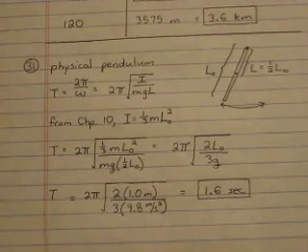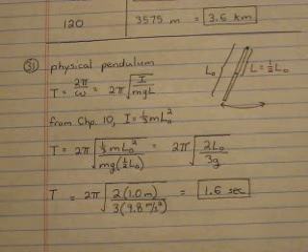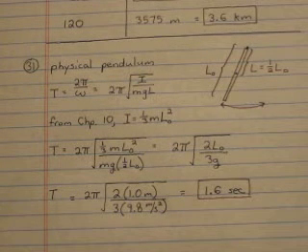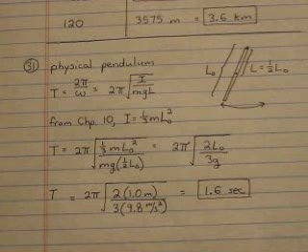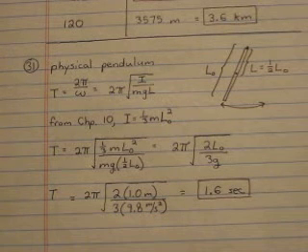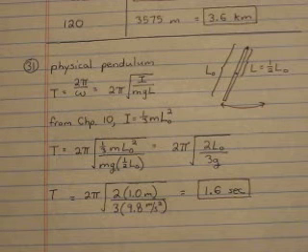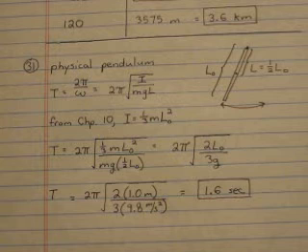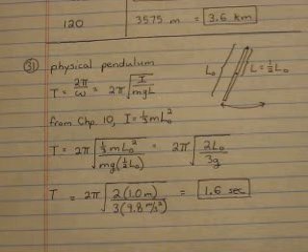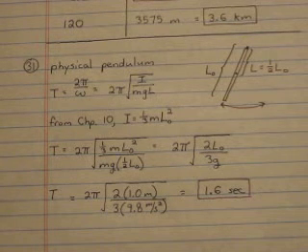Number 31 involves a physical pendulum. A meter stick is suspended from one end and set swinging. Find the period of the resulting small amplitude oscillations. By the way, this is something you could experimentally do at home if you have a meter stick. And when we get the result, you can see if it actually works out.